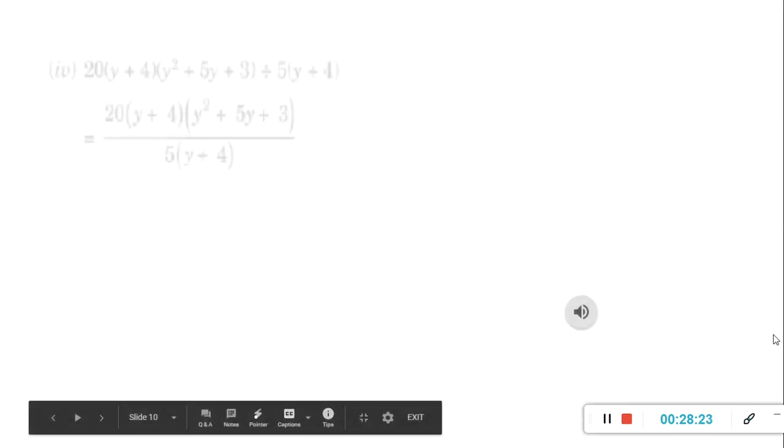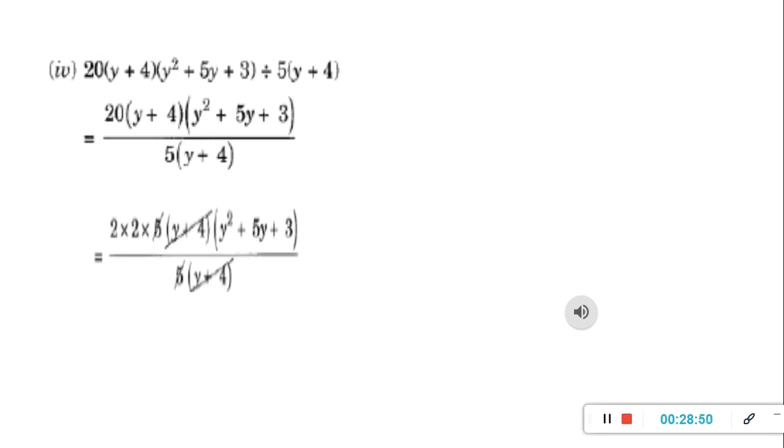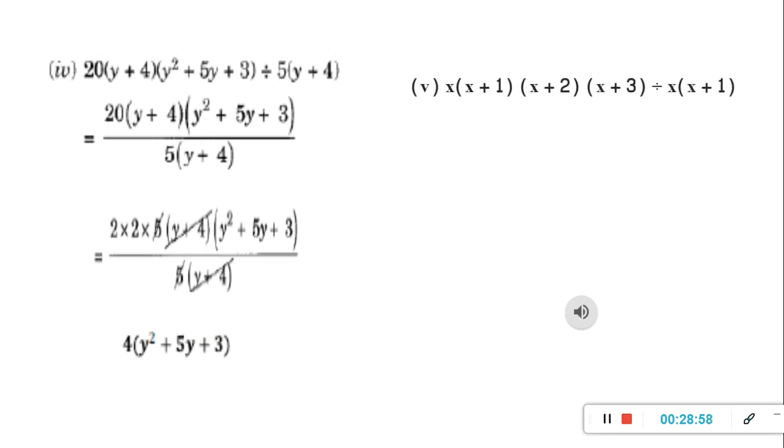Now the fourth question: 20 into y plus 4 into y square plus 5y plus 3, divided by 5 into y plus 4. Here we have 20 into y plus 4, and below also we have y into y plus 4. So directly we can cancel y plus 4 with y plus 4. 5 in 20 how many times? 4 times. So what is left out? 4 into y square plus 5y plus 3. That is our answer.